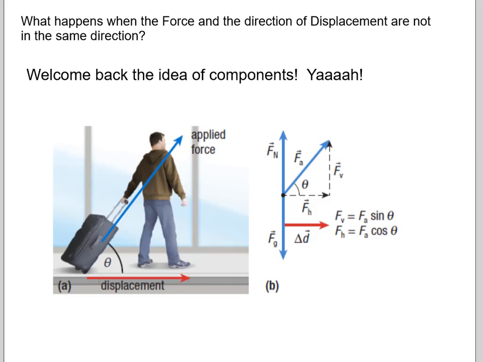Now a couple of things to note. What happens when the force and the direction of displacement are not in the same direction? Okay, so we're going to bring back that idea of components. There's a couple of things I want to highlight here.